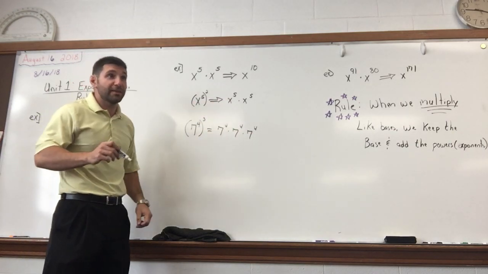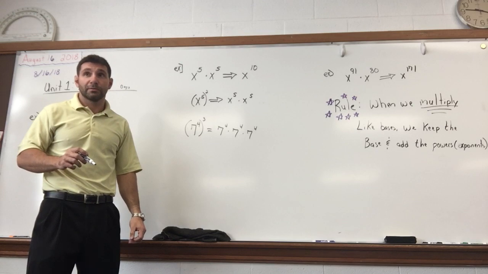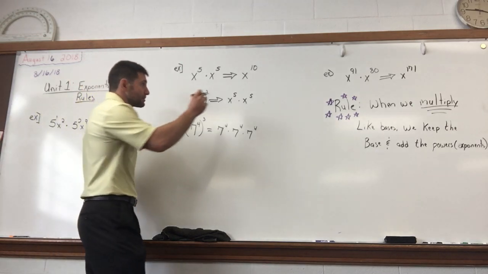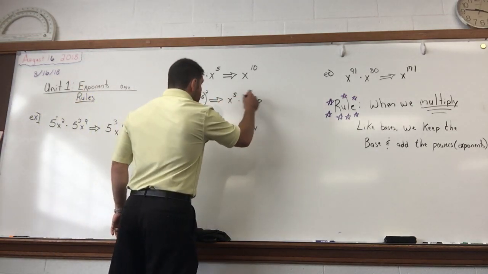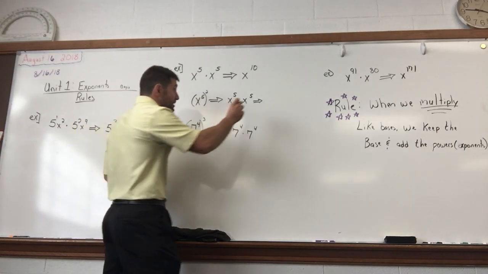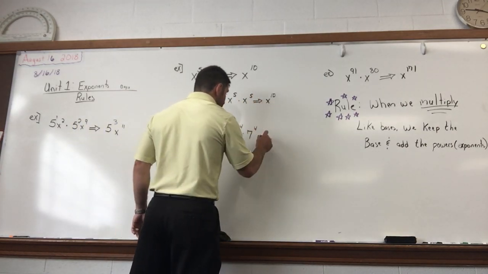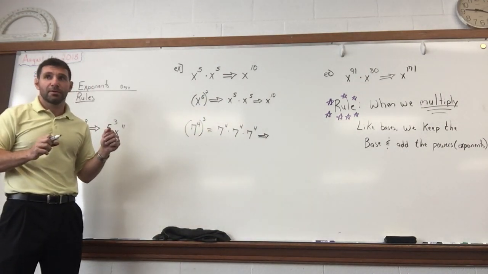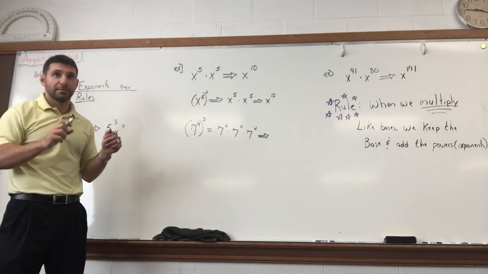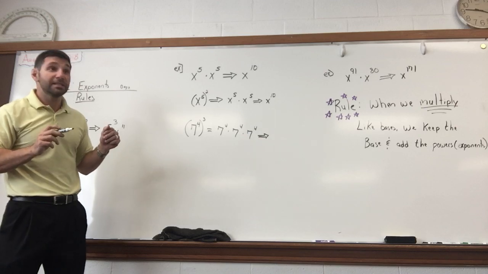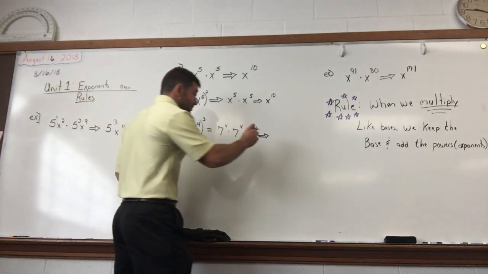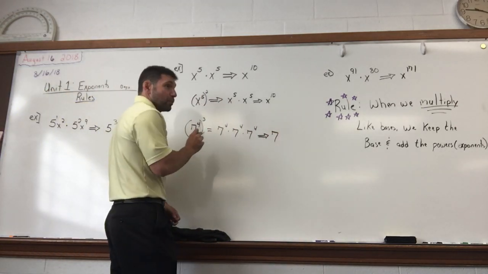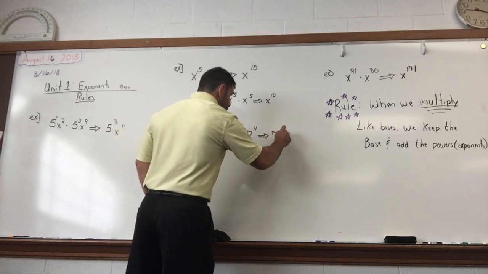Yeah. x to the 5th times x to the 5th is going to be what? x to the 10th. How did you get that? Because it just added the 5s, because we're multiplying like bases. Great. What am I going to have here? 7 to the 12th, because I keep the base. I add 4 plus 4 is 8, plus 4 is 12.